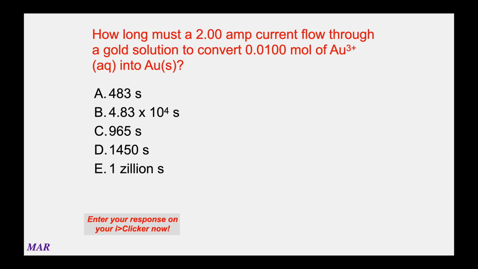But in this problem, we have a current of 2.00 amps flowing through gold, and we're trying to convert 0.0100 moles of gold 3 plus into gold. So notice it's going to take 3 moles of electrons to turn gold plus 3 into gold. Another thing I'll help you out with here, remember that amps means coulombs per second. So 2.00 coulombs are being delivered per second that this current is going through. See if you can use all this information to figure out how long it's going to take. I would try and find your answer in seconds, since they're all answers in seconds.